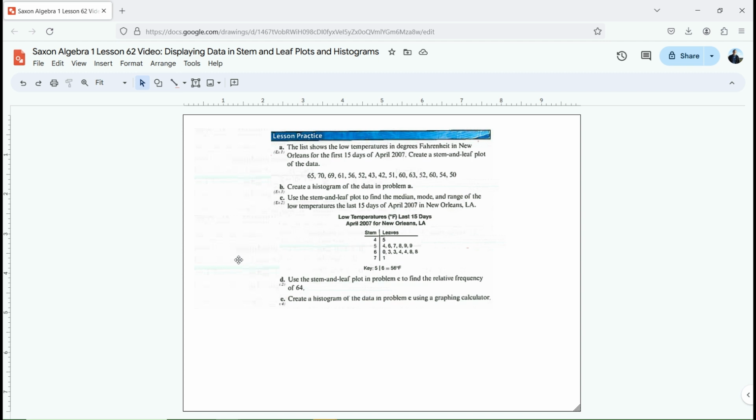All right, let's practice looking at a few histograms, making a histogram as we do our lesson practice for today. Now, we're going to be doing both stem and leaf plots, which are sideways histograms, and actual histograms in this lesson. We're going to start with the stem and leaf plot. The list shows the low temperatures in degrees for New Orleans for the first 15 days of April in 2007. Create a stem and leaf plot of the data.